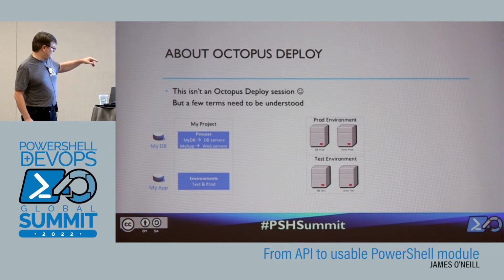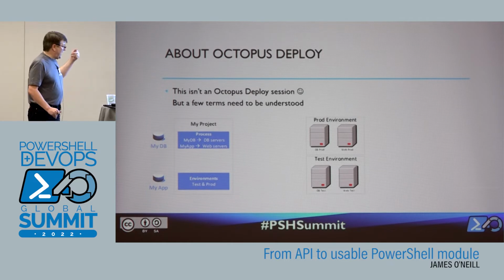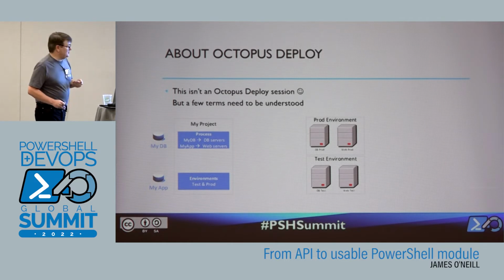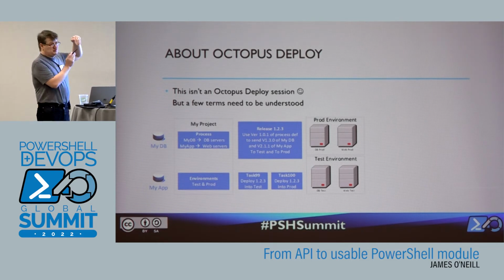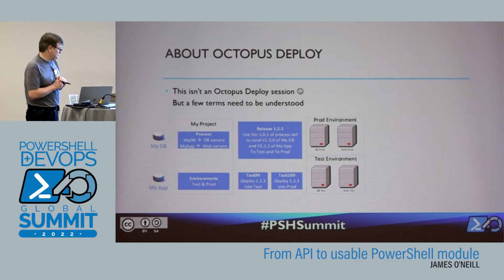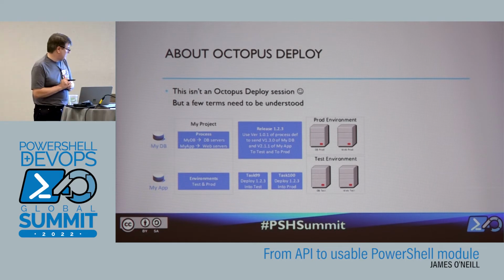So I've already introduced packages, projects, processes, and environments. And when I go to do a deployment, I create a release. And a release says, use these steps that are currently defined in the project to deploy these versions of the packages into these environments. And it creates a task for each environment to roll those out. So that's basically what Octopus does.